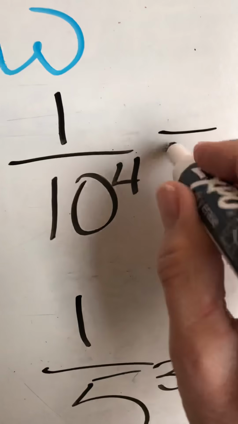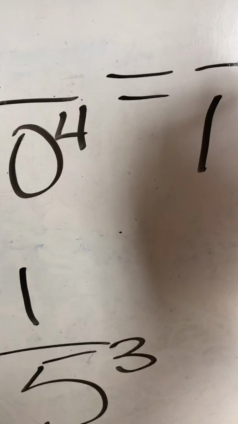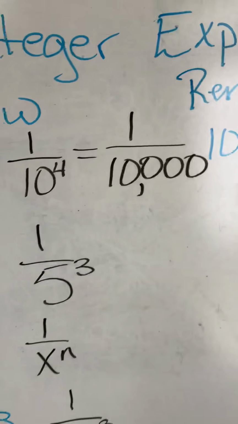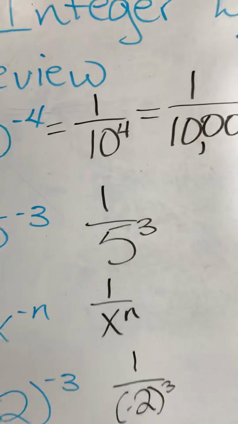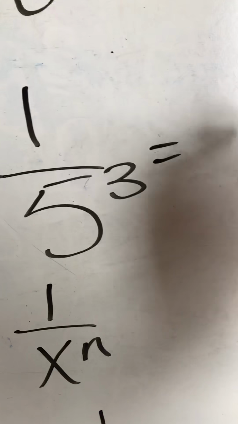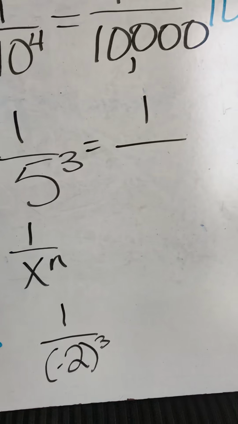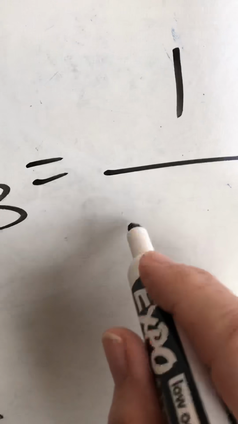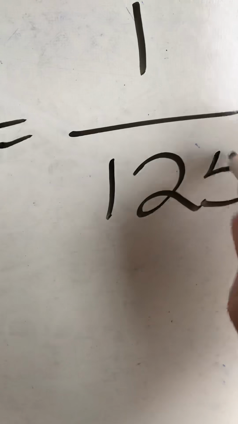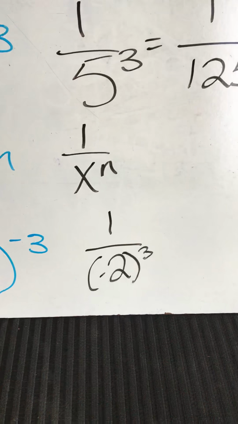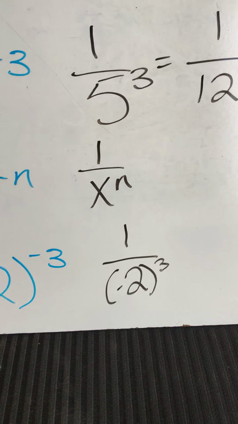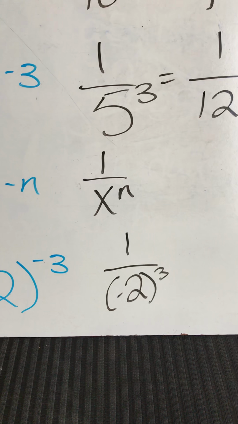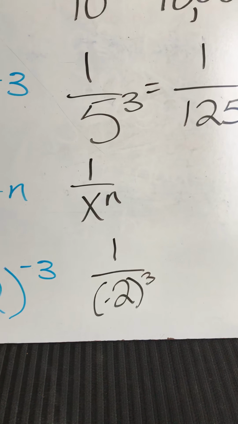this would become 1/10,000. Five times 5 is 25, times 5 more is 125, so that's 1/125th. The x to the -n, you'd use a reciprocal, so that would be 1 over x to the n. You could not simplify that one further.